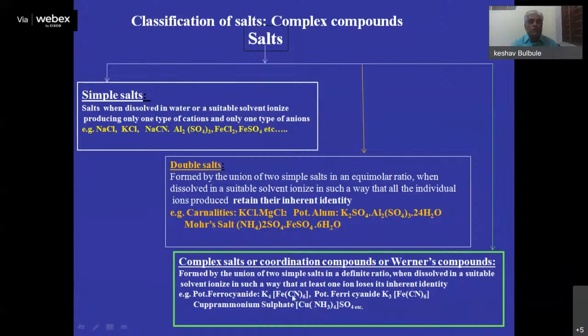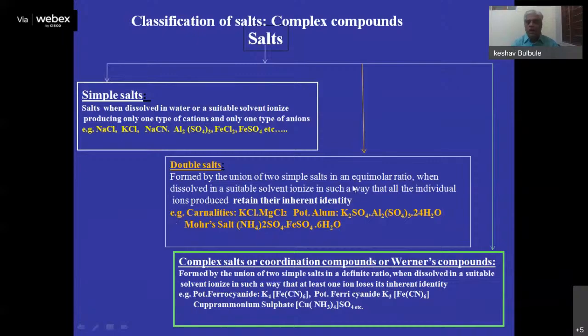It has lost its original toxic character. It has lost its inherent poisonous character. Therefore, potassium ferrocyanide, potassium ferricyanide, cuproammonium sulfate, all these are popularly known as complex salts, right? There is not much difference between double salt and complex salt.